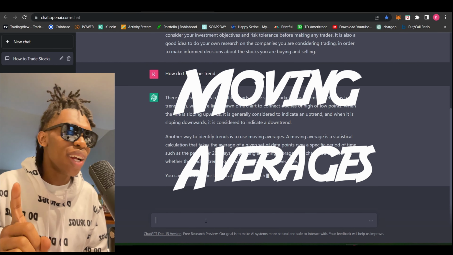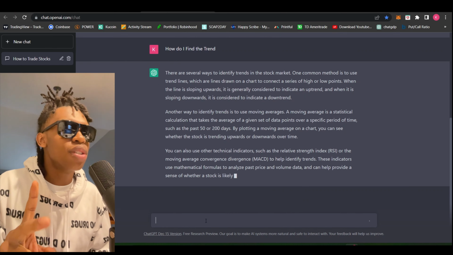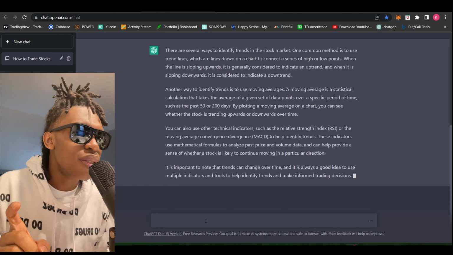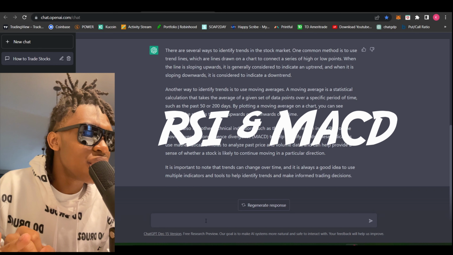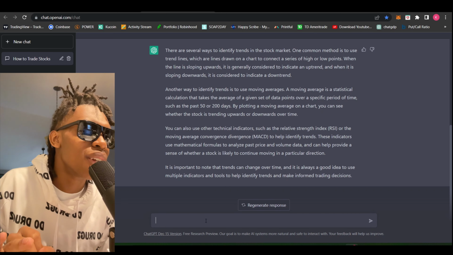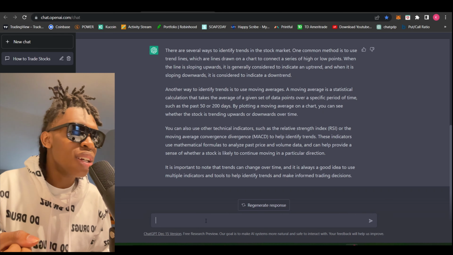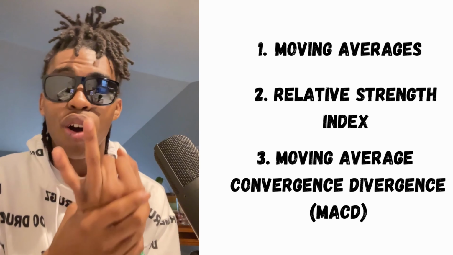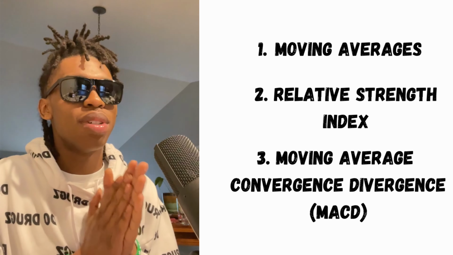Another way to identify trends is to use moving averages, such as the 50 or 200. Yeah, I know about the 50 200 moving average. You can also use other technical indicators such as the RSI and the MACD. These indicators use mathematical formulas to analyze price and volume data. All right, so it says moving averages, the RSI, and the MACD. We'll take note of that. That's what it said we should use.